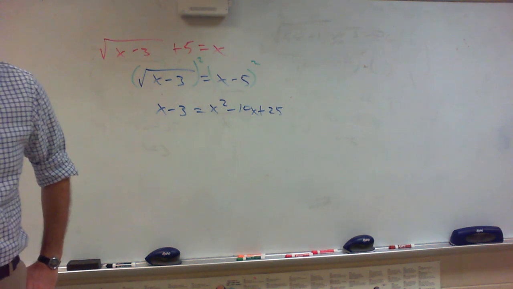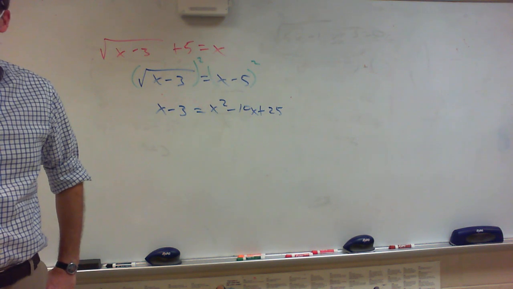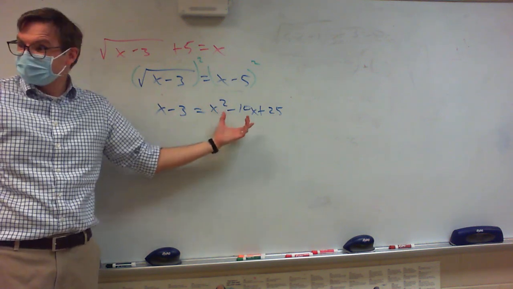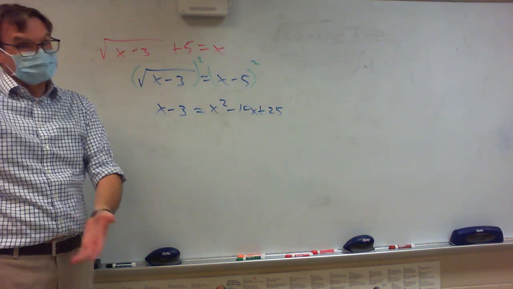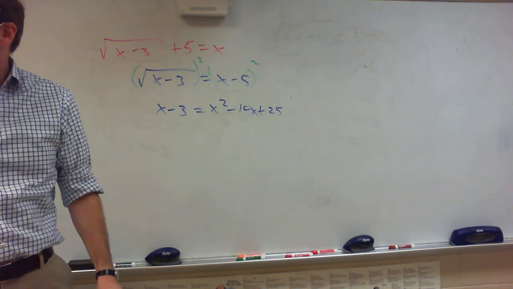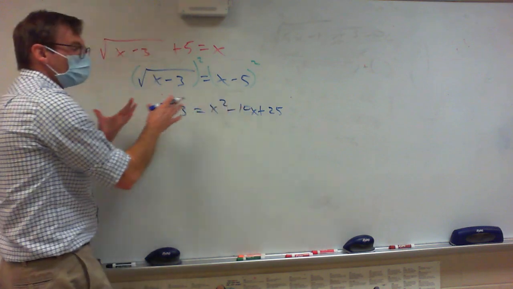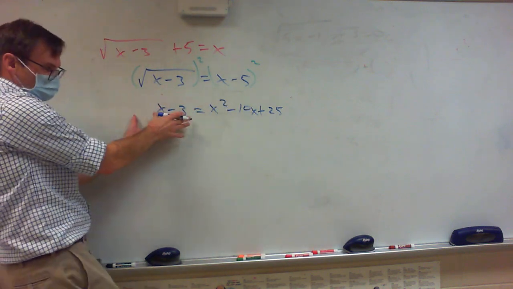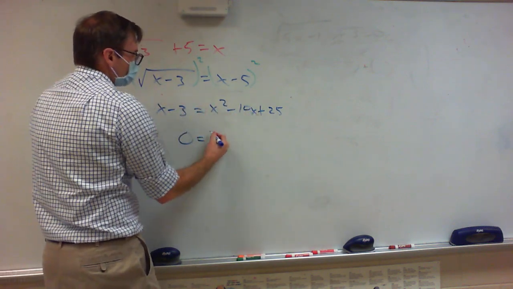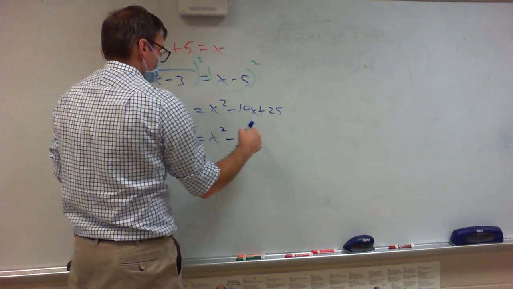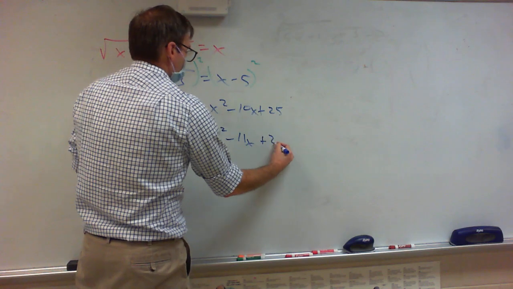So now what? Set it equal to 0. What have we done every other time we've seen an x squared and x in a number? Set it equal to 0 and hope the thing factors. So I'm going to move this stuff over. I guess technically you can move this, but I don't like dealing with that. I'm just going to move these over. And so that's going to give me 0 is equal to x squared minus 11x. What's that? Plus 22.